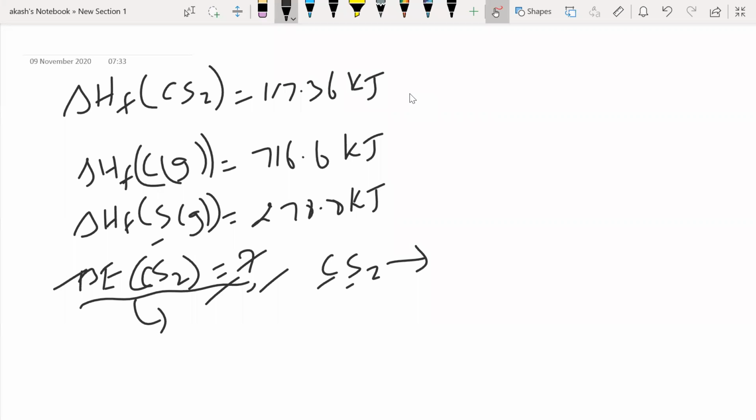How will I write the C plus atomic? C plus 2S, sir. Correct. That's it. Carbon plus 2S. Again, everything should be in gaseous state. That's it, right? See, it's very, very straightforward, people.